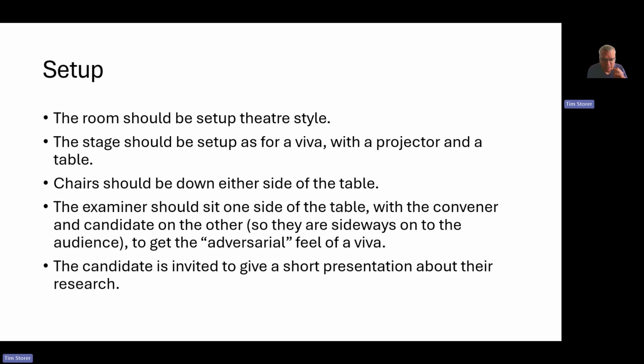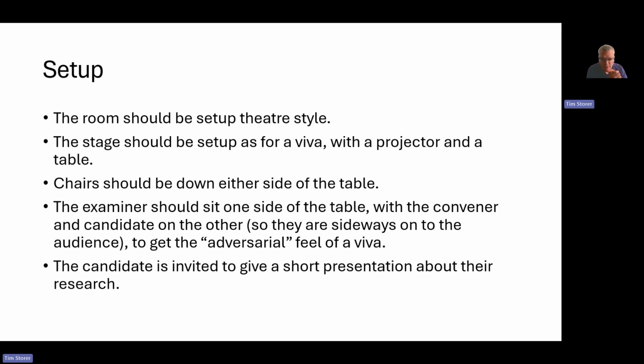We also provide a projector so that the candidate has an opportunity to give a short presentation about their research described in their thesis. So as I say, we have the examiners and the convener sit on one side of the table and the candidate sits on the other, so that they're facing sideways onto the audience, and you get that real slightly adversarial feel of a Viva, even though that's perhaps not really the tone that will emerge during the process.